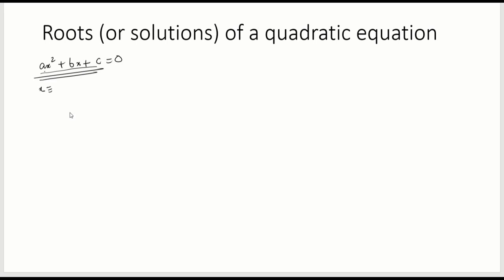That means if for x equals alpha and beta, ax squared plus bx plus c becomes 0, then alpha and beta are the roots of the above equation.